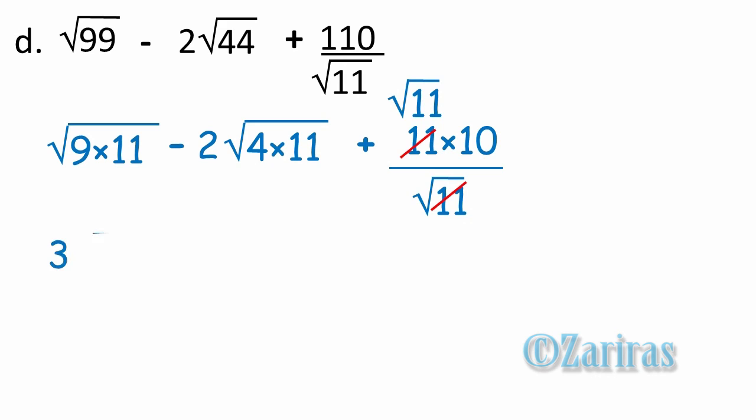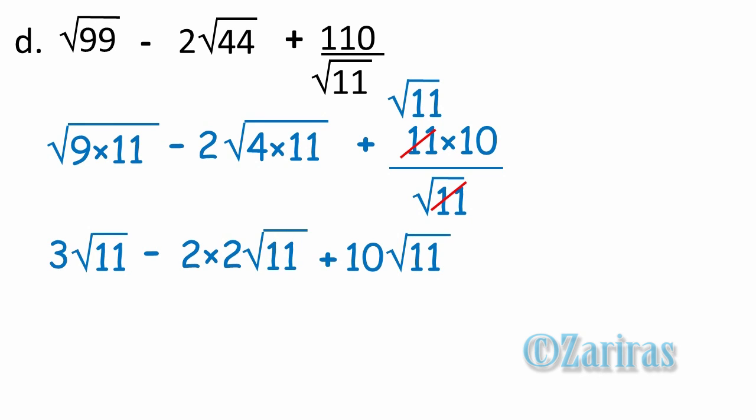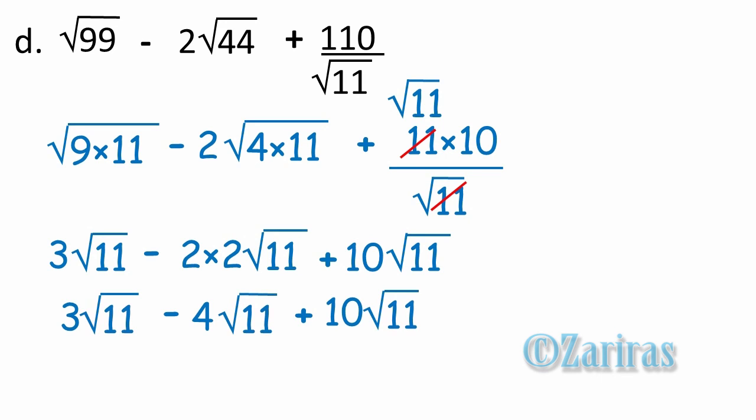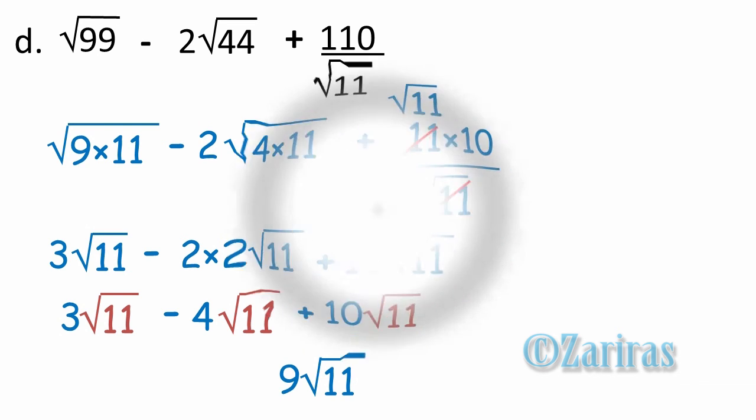So 9 into 11. For the next step, square root of 9 is 3, 3 root 11 minus square root of 4 is 2, 2 into 2 into root 11. Next we have 10 root 11. Going to the next step, 3 root 11 minus 4 root 11 plus 10 root 11. So we have only 11 as the term, so we will write the root 11, and now we have to find the sum of coefficients. 3 minus 4 is minus 1. Minus 1 plus 10 is 9. 9 root 11 is the simplified answer.